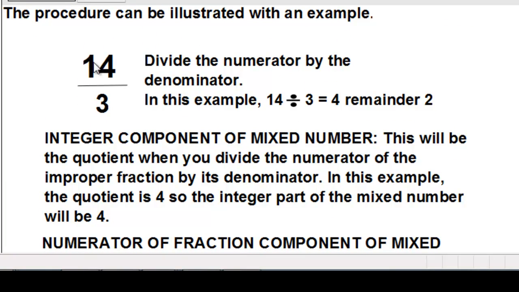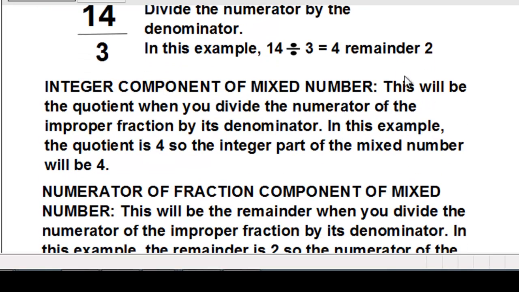So what you want to do is divide the numerator by the denominator. So what do you get? Well, 14 divided by 3 is equal to 4, remainder 2. Now, here's some important items. This will give you the components. So 14 divided by 3 is 4.